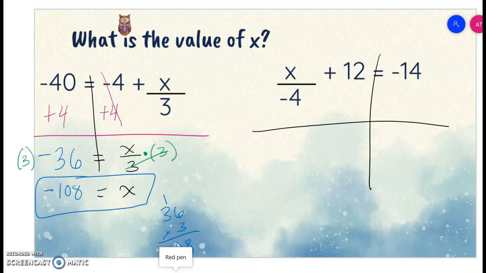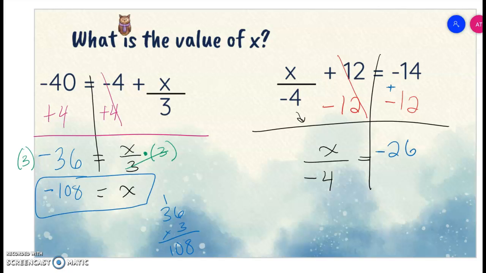Then we move to the next one here. Get rid of your 12 because I need this x divided by -4 completely on its own. So I'm going to subtract 12 from both sides, leaving me with x over -4 equals, well, these are both negative numbers. Remember, keep, change, change. Keep this the same, change this, and change it to negative. So if I owe you $14 and I take 12 more from you, I'm going to owe you $26.